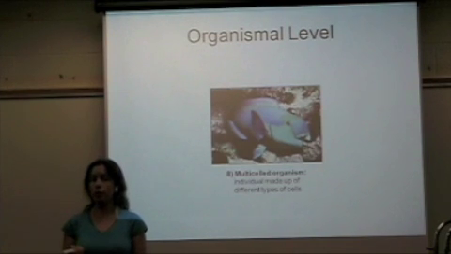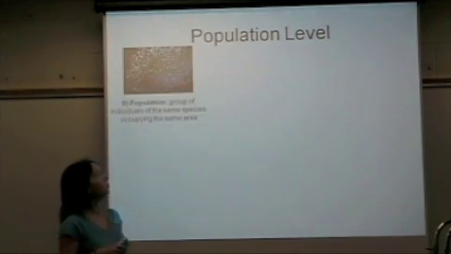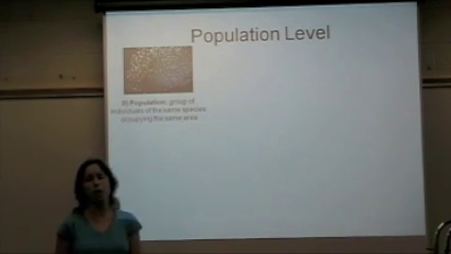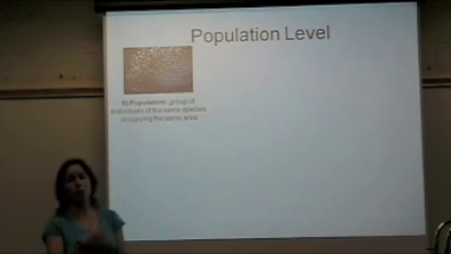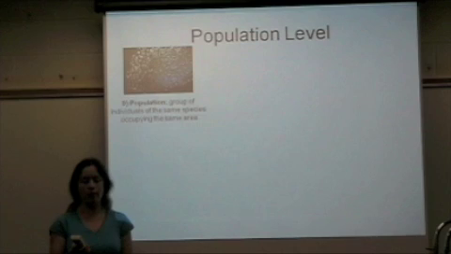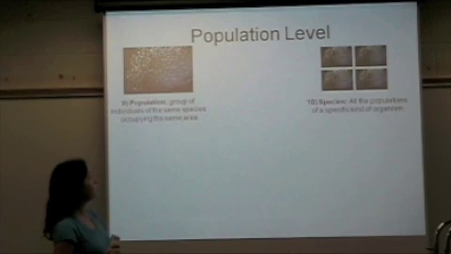However, we can still talk about many organisms and how they interact together, and that's the population level. So a population is a group of individuals of the same species occupying the same area. And so here we see a school of fish, many fish of the same species that are interacting in a given area.